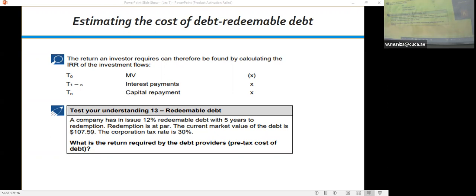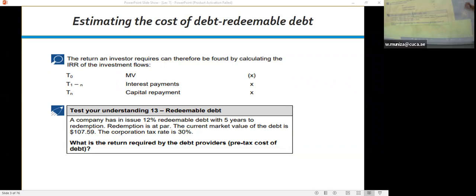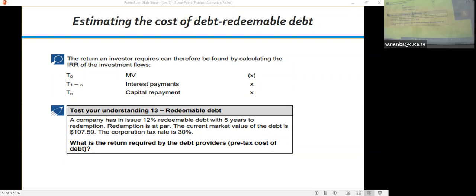Now we have to discount our cash flows for both of these rates. First, we are going to write the market value. What is the market value, students? As you can see, they have already written it. 107.59. Because it's already at year zero, it will remain the same. Therefore, year 1 to 5, you do have interest payments. How much interest is there? 12%. Yes, 12% means it's 12 for every year.